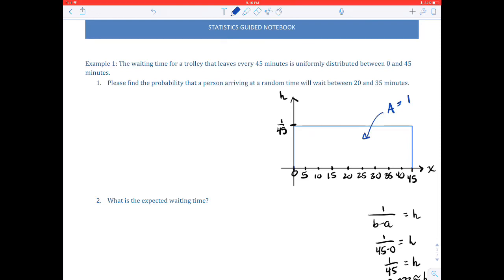So what we need to do is look at the problem. We need to find our probability that people are going to wait between 20 and 35 minutes. Well, let's put a random variable in between there so we can solve the problem. And remember that probability is the equivalent of area under the curve of a continuous density function. So let's check it out.